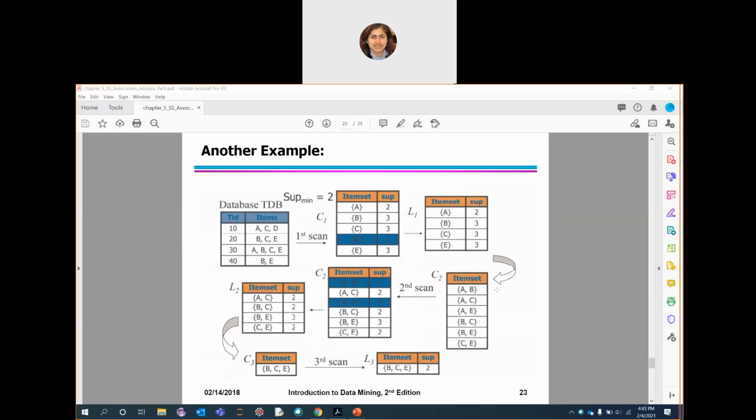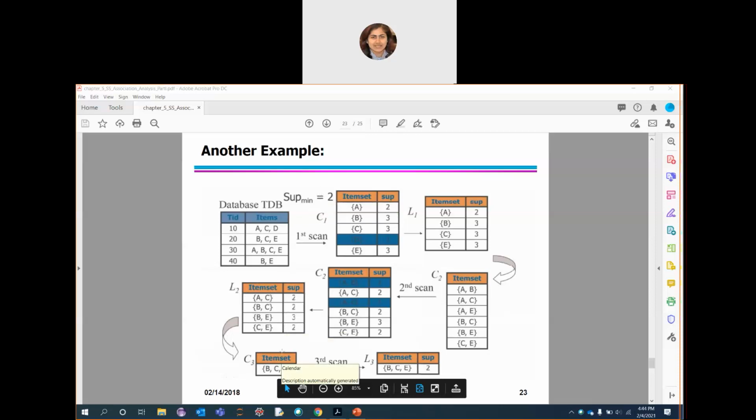Then from here, we will generate the two item set combination. Then for each combination, we will find the support count. Then find out which are less than the minimum support count 2. Discard them. Then keep those whose support is greater than or equal to the minimum support count 2. From here, generate the 3 candidate item set.